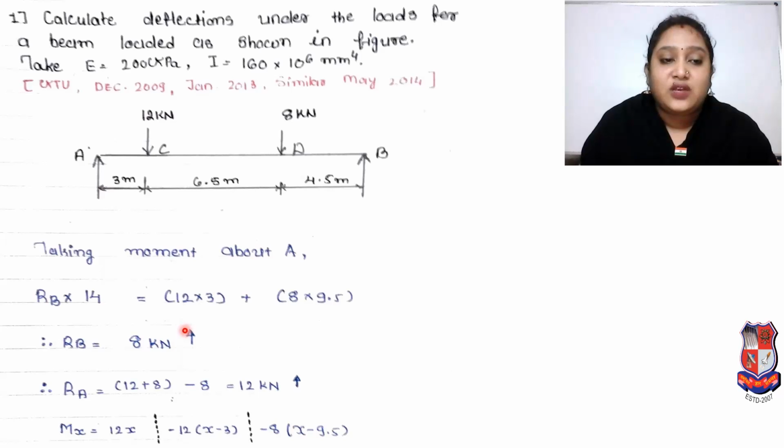Now RA plus RB is equal to total load. So RA is equal to total load minus RB. So RA is equal to 12 plus 8 minus 8. So it will be 12 kilonewton upward.